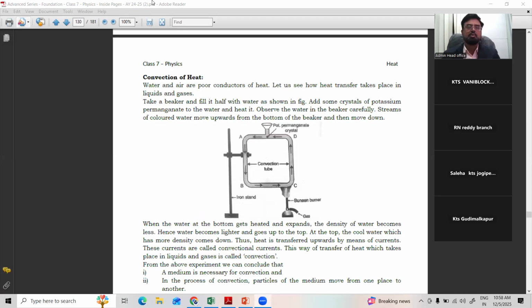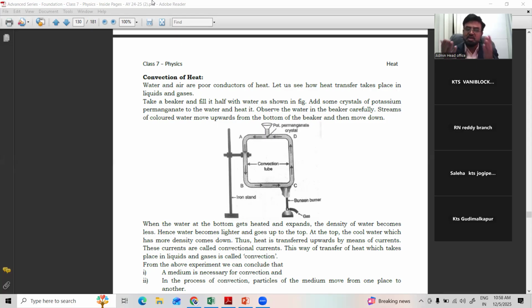Now we come to the second part, that is convection of heat. This takes place generally in liquids and gases. For example, suppose you switch on the geyser in the bathroom for hot water. After some time, initially the water will come out cool only. But later, the bottom portion of water is very cool compared to the surface.